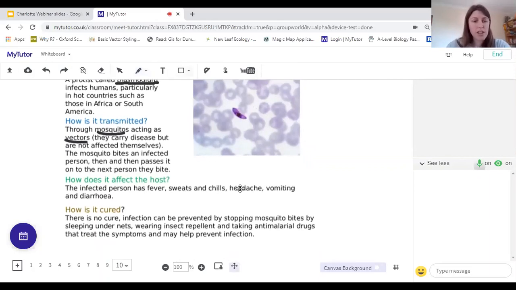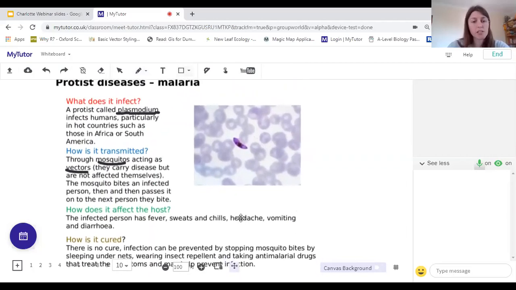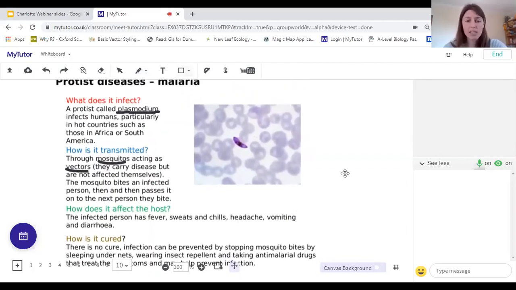How does it affect the host? The infected person has fever, sweats and chills, headache, vomiting, and diarrhea. These are pretty aggressive symptoms, and it can be fatal, usually because of the symptoms that are caused by the disease. So lots of vomiting and diarrhea, you become very, very dehydrated, and therefore if you can't get enough fluids into you, it can be fatal.